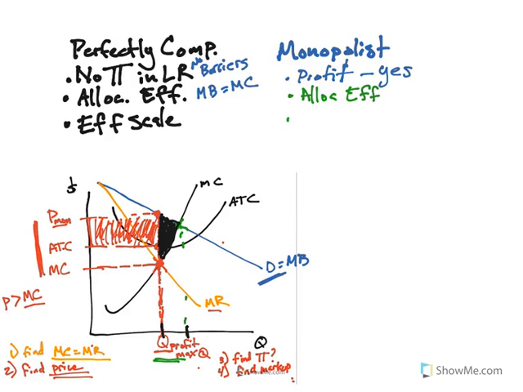Finally, let's talk about whether or not we produce at an efficient scale. As a quick reminder of that, efficient scale was the lowest possible cost of production per unit. That's always at the point where the marginal cost curve intersects the average total cost curve, because the marginal cost curve always intersects the average total cost curve at the bottom. Well, are we producing that quantity? No, we're not. So we do not produce an allocatively efficient quantity, and we do not produce at the efficient scale either.